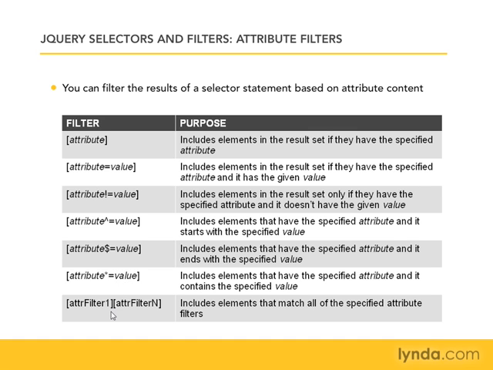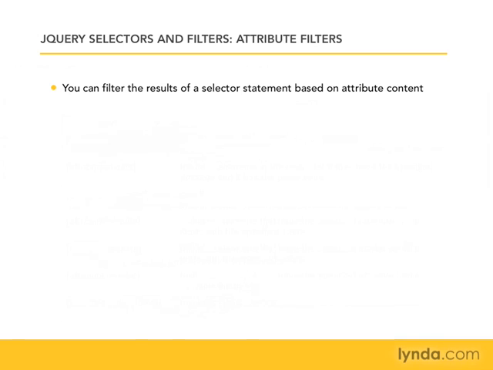And then the last one is kind of like a compound statement. It only includes elements that match all of the specified attribute filters. So you can put 1, 2, 3, as many as you want on the filter statement. One of these filter expressions will take one of these forms, and you can specify as many as you like, and then only elements that match all of those will be included in the result set. So let's exercise some of these. Let's go over to the code and try some out.